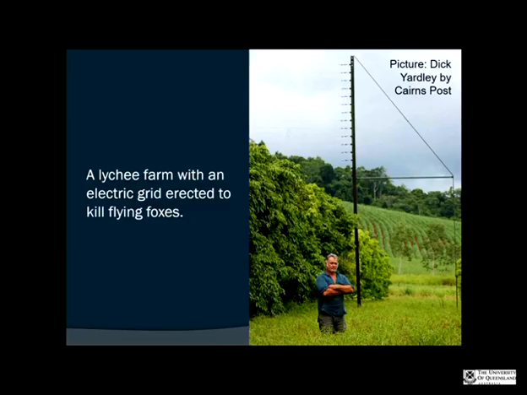So this is it in daylight to give you a better idea. That's the electrified grid that was put up for the specific purpose of killing the flying foxes that were harvesting the lychees that the farmer was attempting to grow on his orchard.